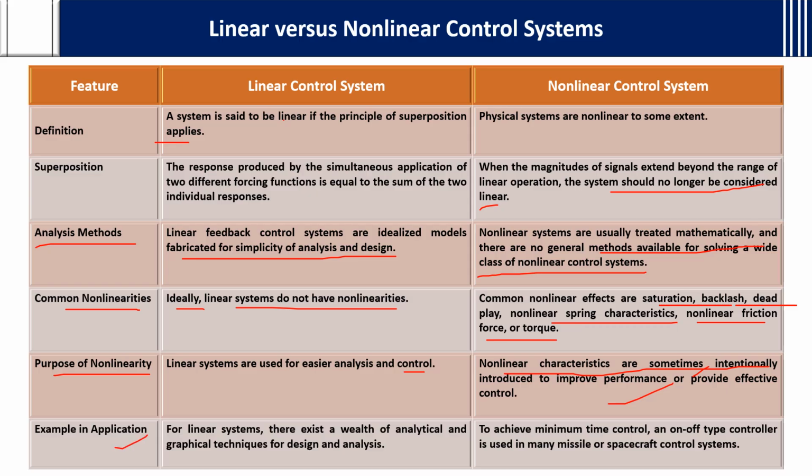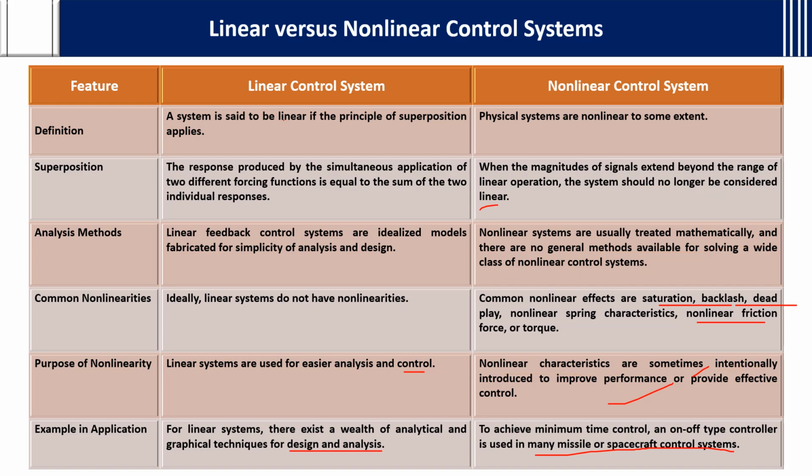Example and application for linear control systems: there exists a wealth of analytical and graphical techniques for design and analysis of linear systems. For non-linear: to achieve minimum time control, an on-off type controller is used in many missile or spacecraft control systems. So these are the differences between the linear and non-linear control systems.